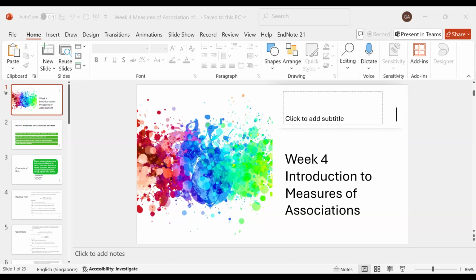Now we talk about association versus causality. Often you hear that association is not causality. Let's go through what they are. Association means that you found a relationship. It can be that A increases, B increases, or A increases, B decreases, or it can be linear or non-linear. So there are many ways the relationship can be.